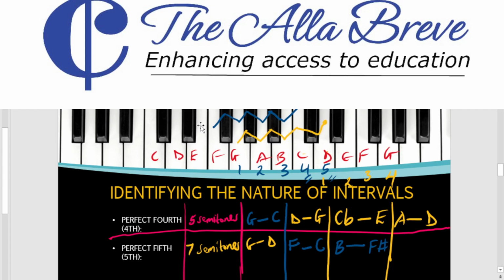The last one we can try. Let's start with an E. If we start with an E, here we go. 1, 2, 3, 4, 5, 6, 7. We land at a B. That's a perfect 5th.